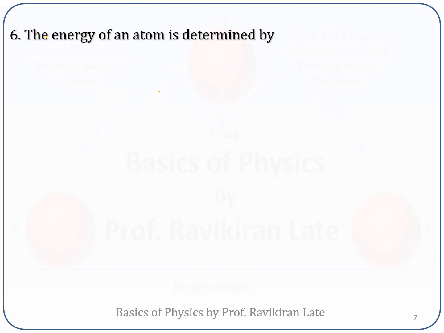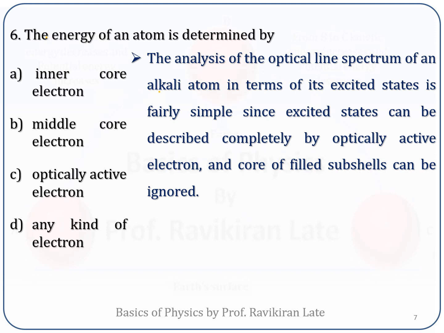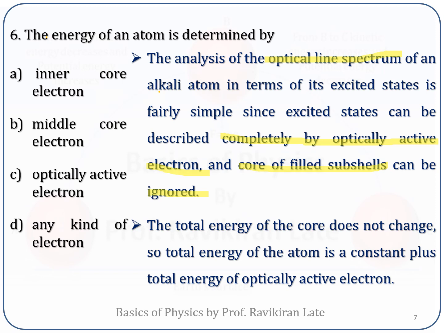Next question is, the energy of an atom is determined by: option A inner core electrons, option B middle core electrons, option C optically active electrons, and option D any kind of electron. We know that in the analysis of the optical line spectrum of any alkali atom, in terms of its excited state, this is very simple, since the excited state can be described completely by the optically active electrons, and in this case core electrons can be ignored, because the core electrons just add some constant value to the total energy of an electron. So we have to just think about the optically active electrons, as we had seen in the Hartree theory. So it is the optically active electrons which are prime for the determination of the energy levels of atoms. The correct answer for this question is option C.